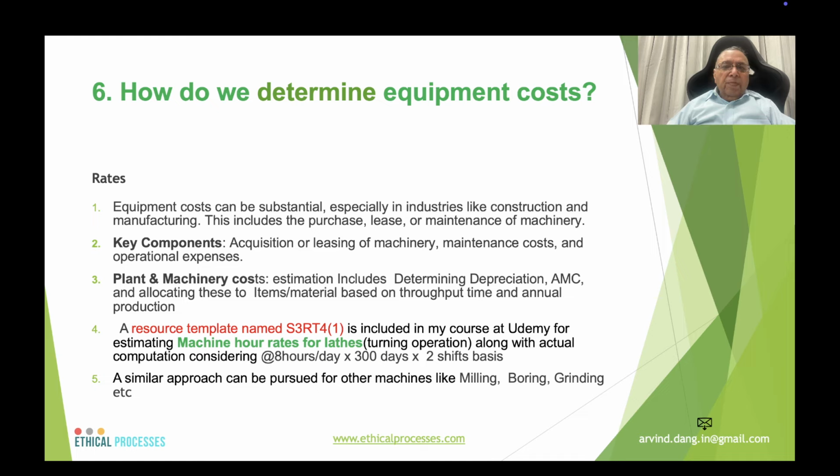Equipment, plant and machinery costs. The key components here are acquisition cost or leasing of the machinery, maintenance cost, and operational expenses. The plant and machinery cost includes determining the depreciation cost, annual maintenance cost, and allocating these to items or materials based on the throughput time and annual production.